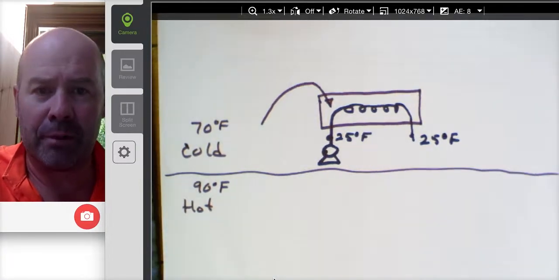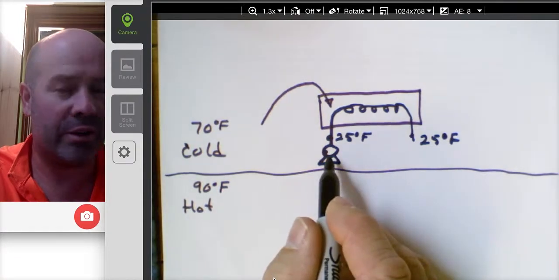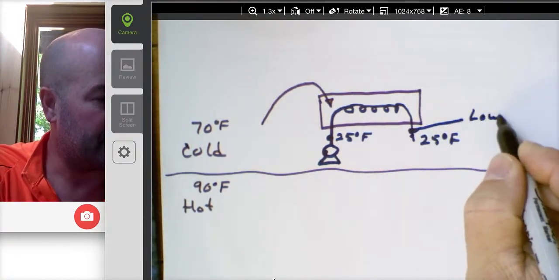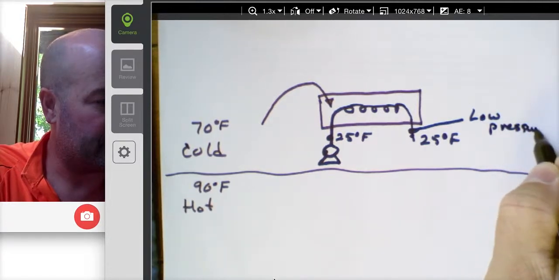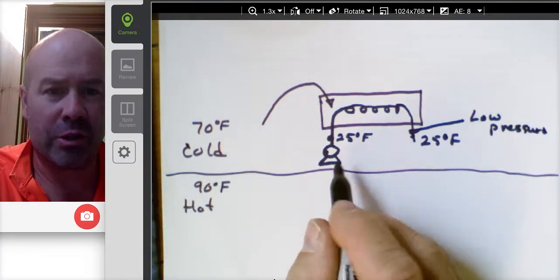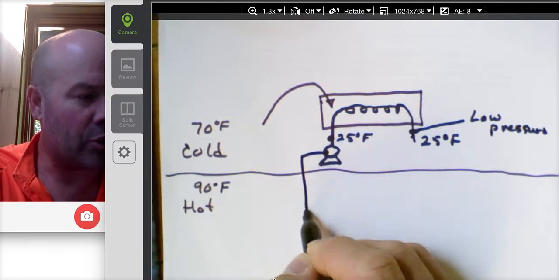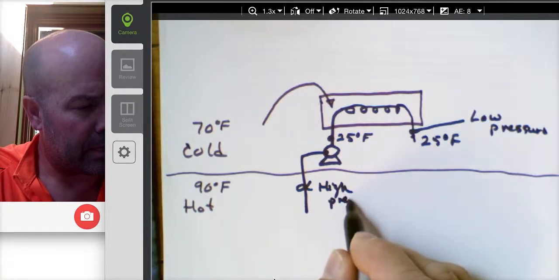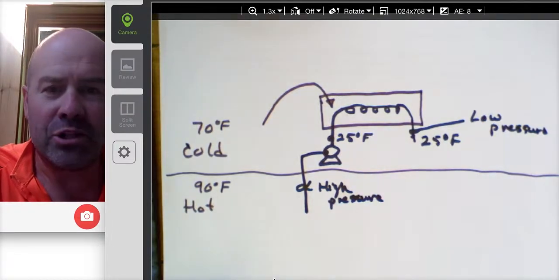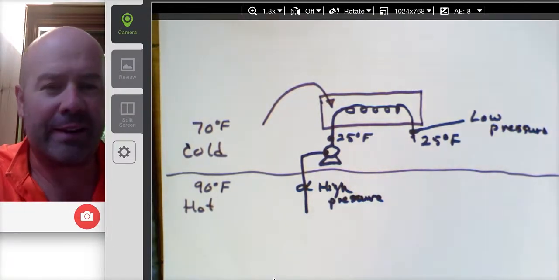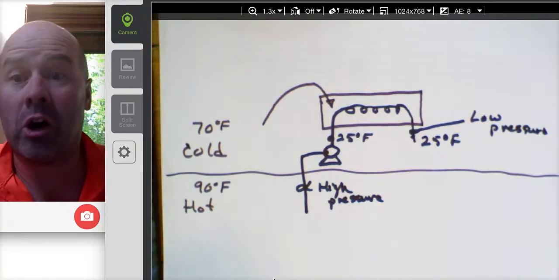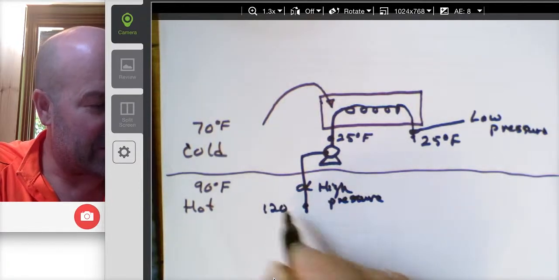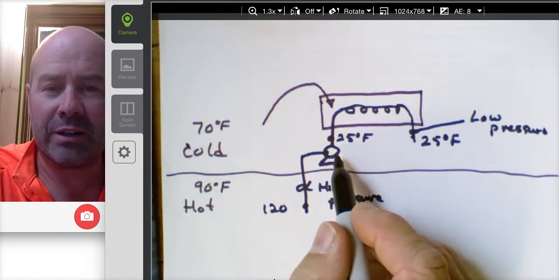Now this is the neat part. When you compress it, when you change it from being a low pressure to being a high pressure, not only does its pressure go up, but so does its temperature. In fact, the temperature could go up as high as like 120 degrees. And that's done just by compressing it.